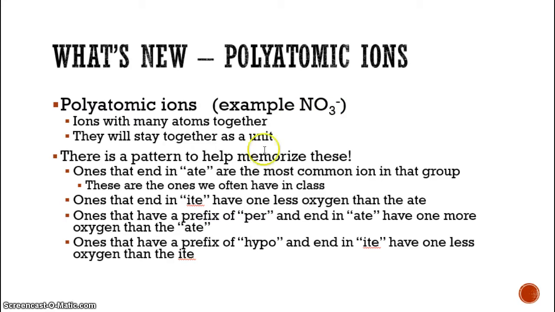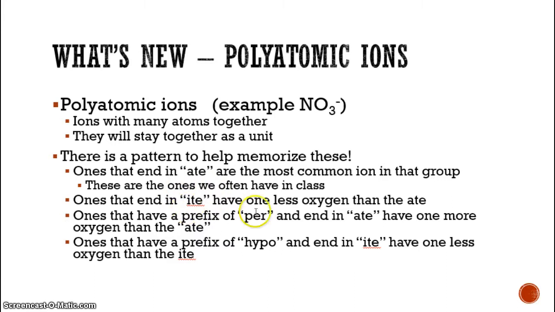So now we have to memorize all of those. But don't worry, there's a pattern. If you know the pattern, it really cuts down on the memorization. So I'm going to tell you the pattern here, but then we'll also look at them. You'll notice the endings, that there are a lot of them that end in ATE. These ions are the ones that are the most common for that particular group, and those are the ones that we often have in class. There's another group that have an ending ITE.